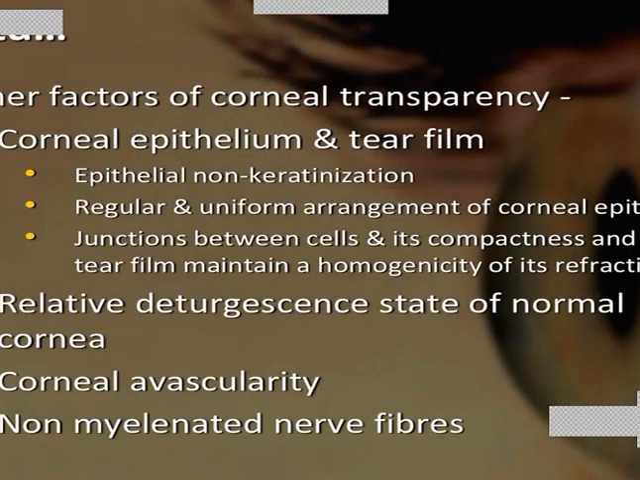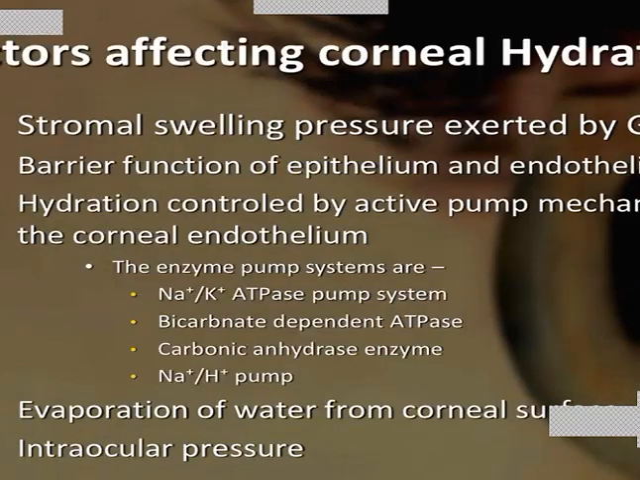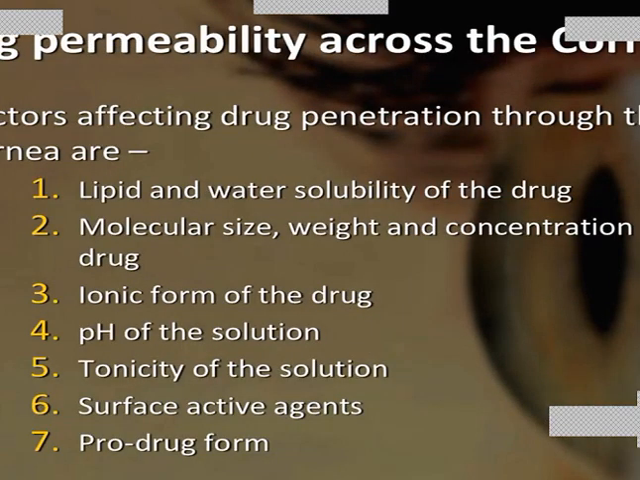Only epithelium and tear transparency, corneal avascularity, and non-myelinated nerve fibers are present. I told you when the nerve enters the cornea, it will lose its myelin sheath and only the nerve fiber remains. Drug penetration, we can talk later.